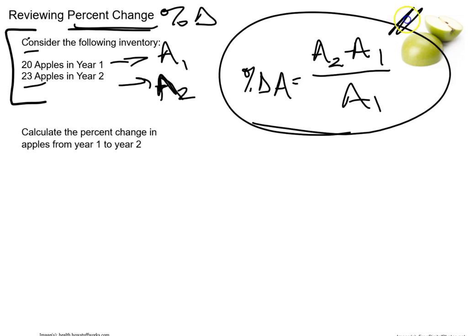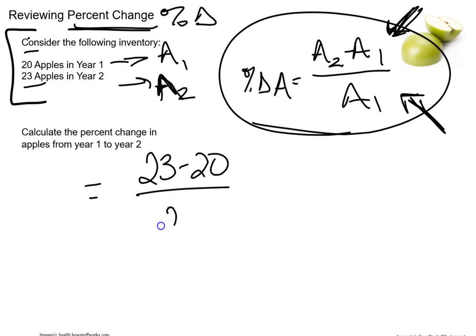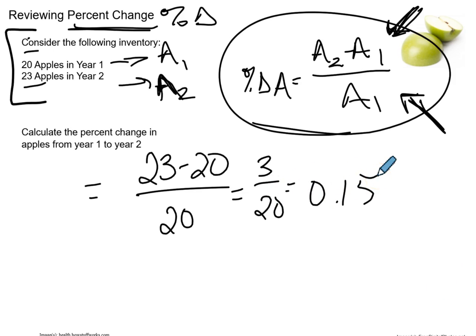In the numerator of this, what we have is the ending value minus the initial starting value, and then in the denominator we divide by the value that we started out with, our initial starting value. So to carry out this math, percent change in apples, that's 23 minus 20 divided by my starting value of 20, which is 3 over 20, which is 0.15. And if you want, you can multiply by 100.